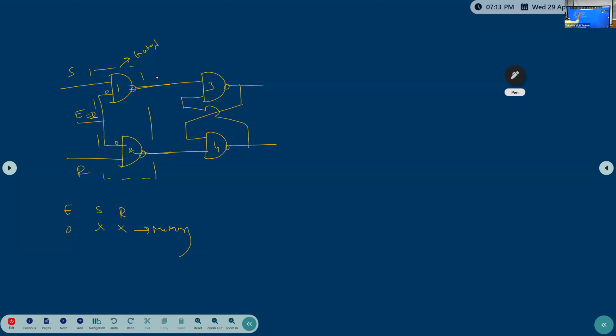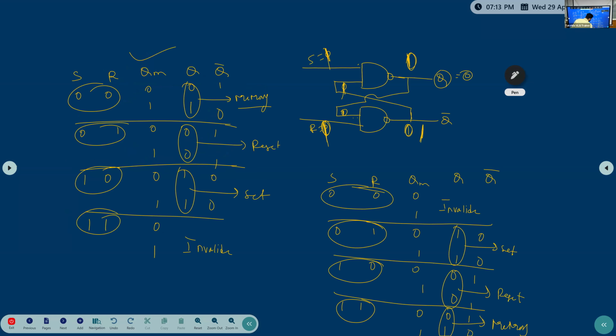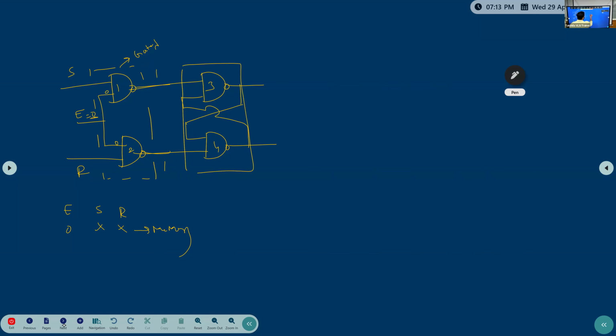So gate 1 and 2 outputs will be high. 1 and 1. If I give 1 and 1 to this circuit, what are we getting? 1 and 1, memory state we are getting. So if you go through the truth table of this: E, S, R, QM, Q bar. The 0 case, whatever this one. So if 0 1, it will be 0 1, 1 0, means memory state.